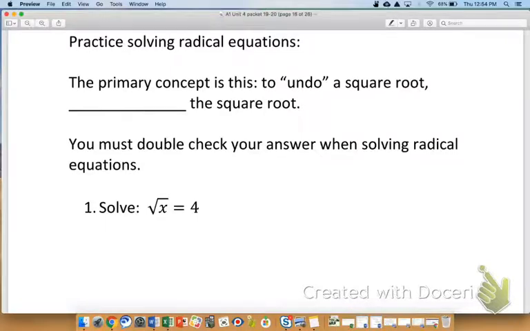Awesome. Okay. Anybody want to offer an answer? What do you think goes in the blank? What do you think, Ellie? Square. Oh my goodness, that's so awesome. That's exactly right. The way that you undo a square root is you square the square root. They're inverses. They cancel each other out.